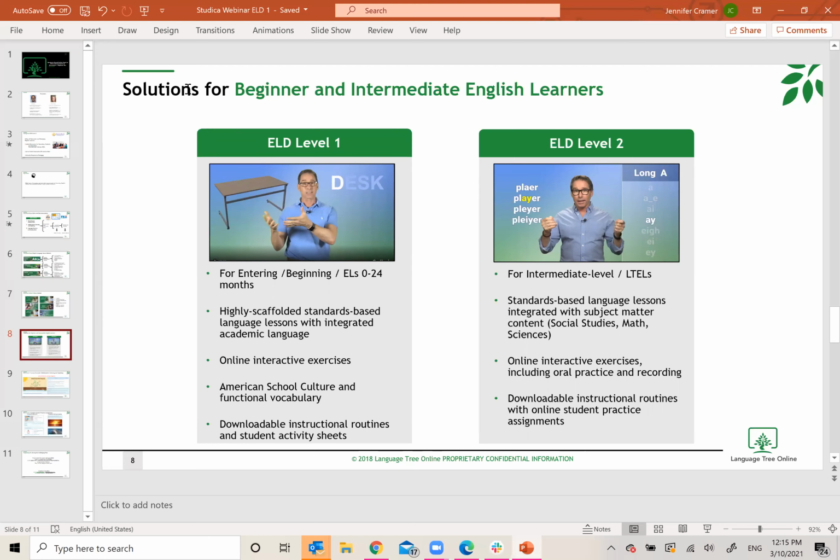One difference in the ELD Level 2 is the online exercises are digital. So they also have opportunities for more oral production practice, fluency reading and recording. That's just about it, just giving you some insight into Level 1 and matriculation into Level 2.